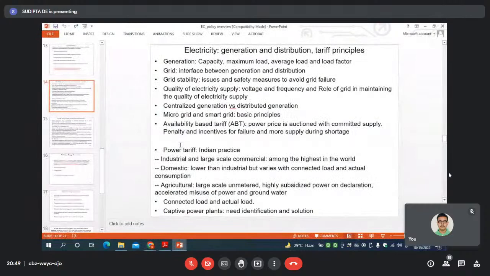Now, the next sentence: connected load is that load declared by the consumer as the maximum demand it will have at any time.